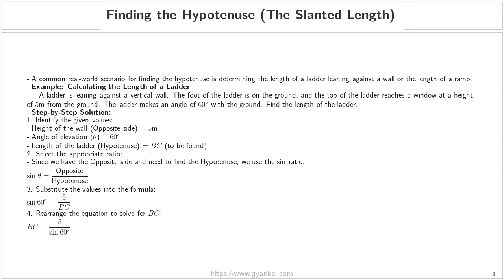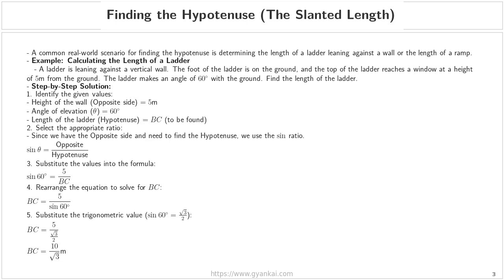Fourth, we need to rearrange the equation to isolate BC. To do this, we multiply both sides by BC and divide by sine 60 degrees, which leaves us with BC equals 5 divided by sine 60 degrees.